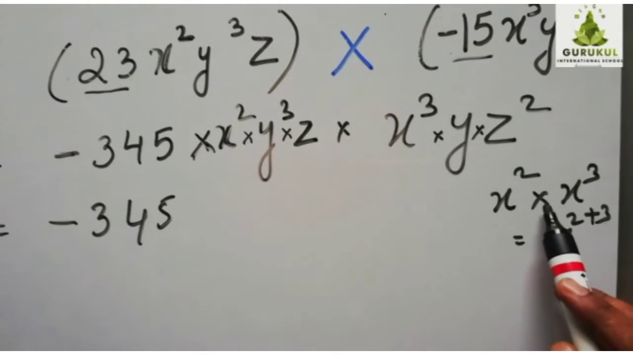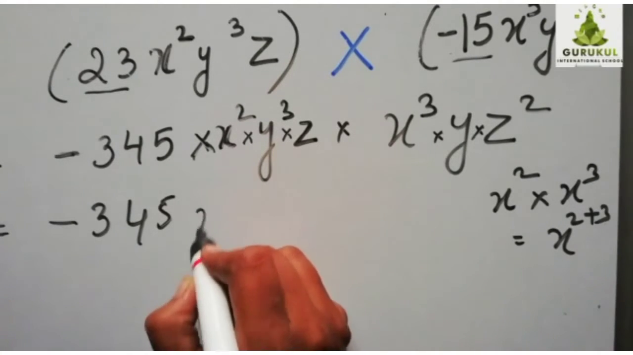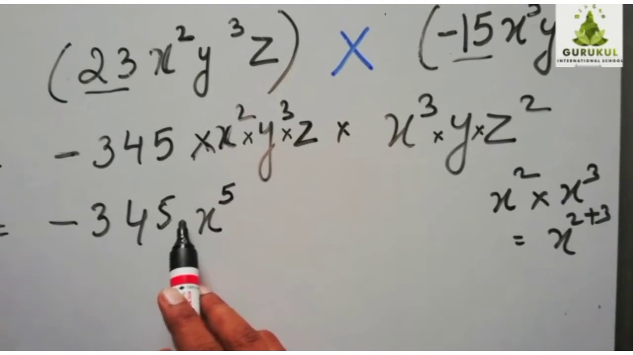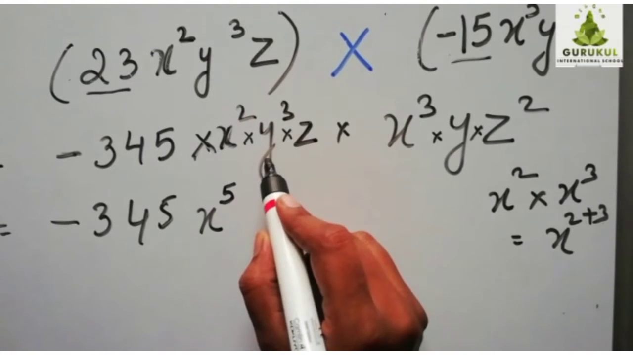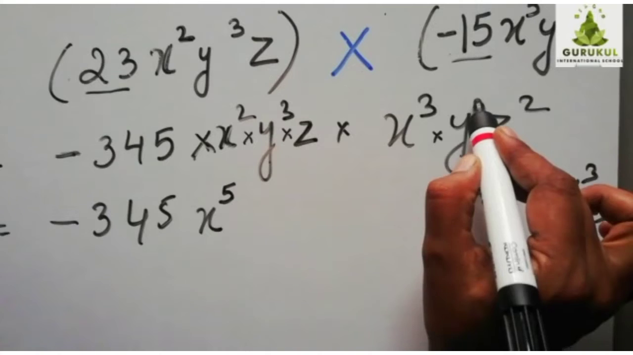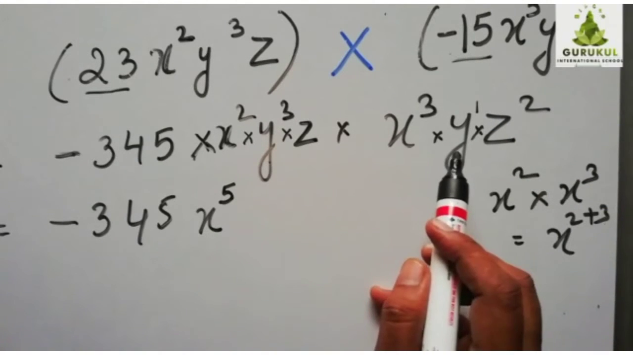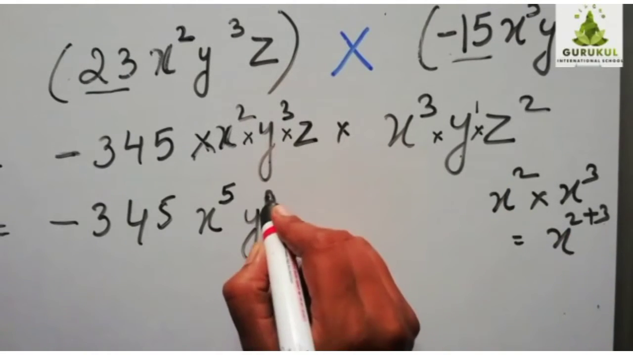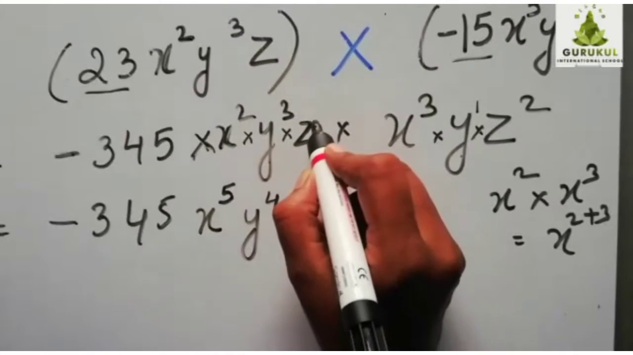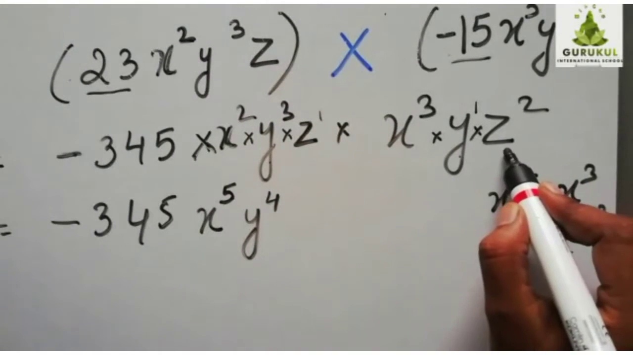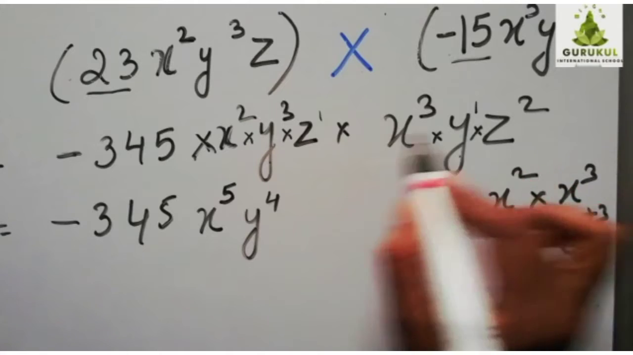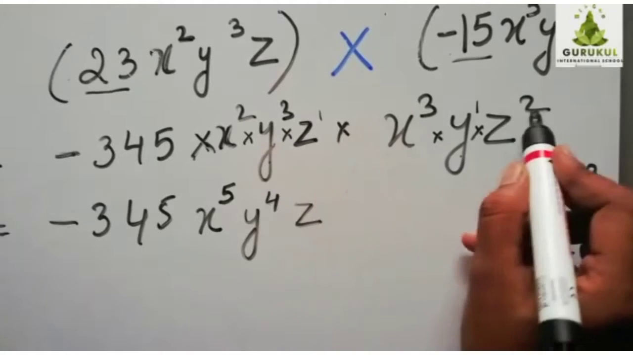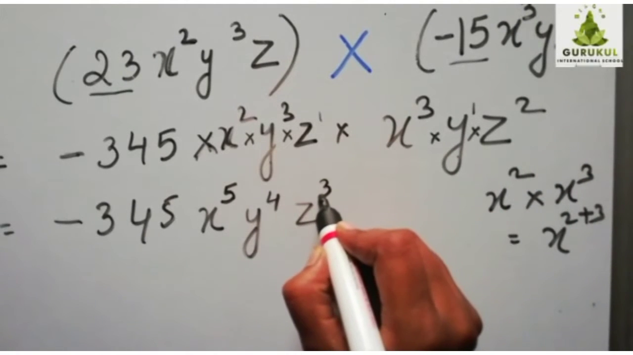So x square into x cube means x raised to 5. Is it clear? Here nothing means into, multiplication is the sign here. Now y cube into y, y means y raised to 1. So y cube into y raised to 1 means, how many y are there? 3 y and 1 more, so it is 4, y raised to 4. Now z raised to 1 is there, and z raised to 2 is there. So totally z raised to 1 plus 2. Add the indices. 1 plus 2 is 3. Is this clear to you?